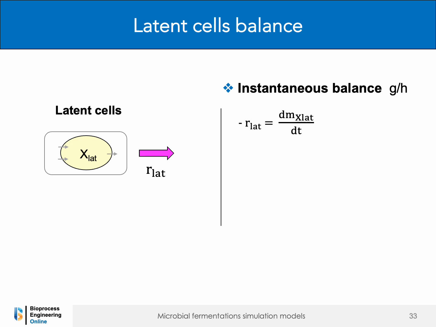For the latent cells, the instantaneous balance, in gram cells per hour, on the fermenter writes minus R_lat equals dm_x,lat over dt, where R_lat is the transition rate from latent to growing cells, and m_x,lat the mass of latent cells. Introducing the medium volume V and the specific latency constant K_lat, the balance relation becomes minus K_lat x_lat V equals V dx_lat over dt. Accordingly, the differential equation describing the time variation of the latent cell concentration is dx_lat over dt equals minus K_lat x_lat.